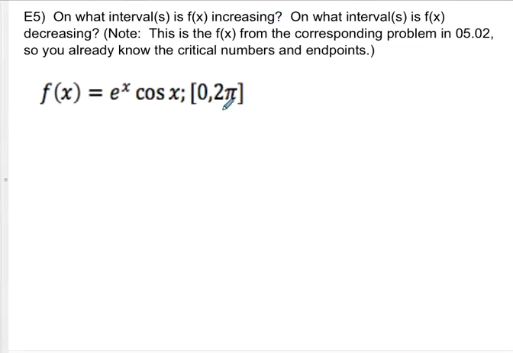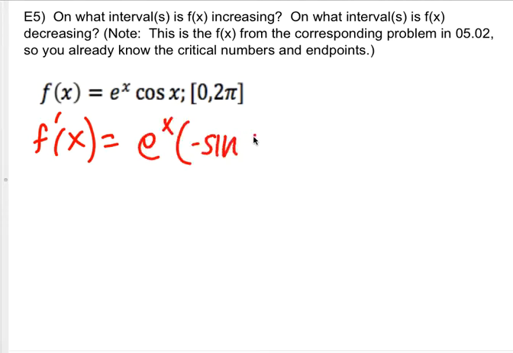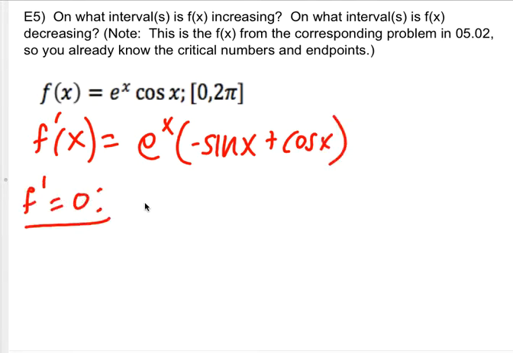All right, on what intervals is f of x increasing? On what intervals is f of x decreasing? Same question. We've already found this derivative. So f prime of x is going to end up being, we figured out that it was an e to the x times a negative sine x plus cosine x last time, which means we figured out that the only critical numbers are at, let's see, 0 to 2 pi. We want when sine equals cosine, so that's at pi over 4 and 5 pi over 4. F prime does not exist is not an issue.